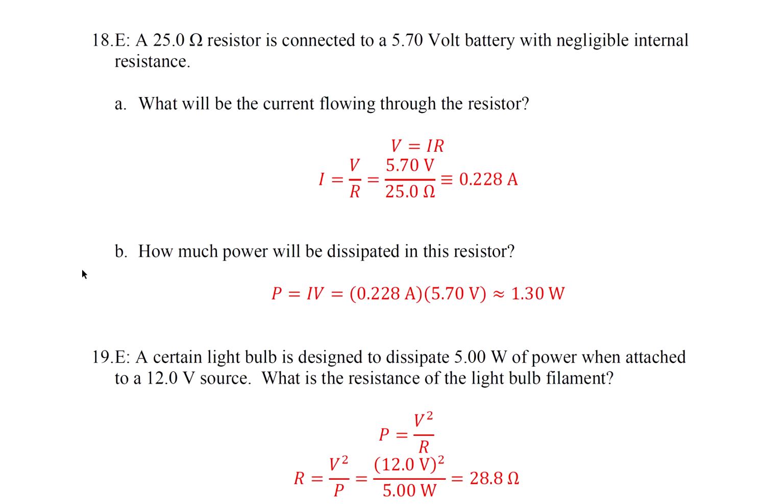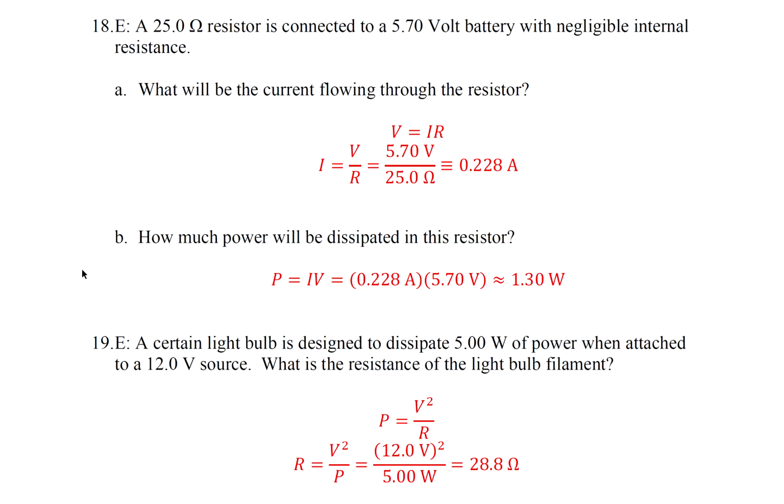Question 18, a 25 ohm resistor is connected to a 5.7 volt battery with negligible internal resistance. What will be the current flowing through the resistor? We'll just use V equals IR. Part B, how much power will be dissipated in this resistor? Use P equals IV.